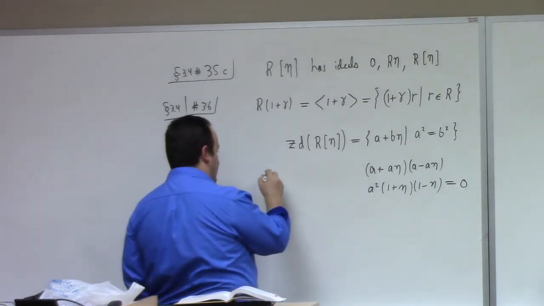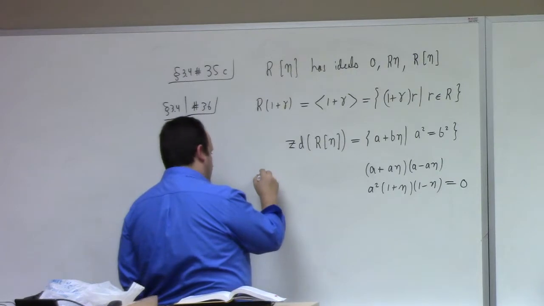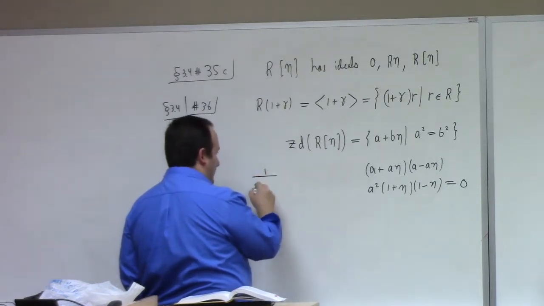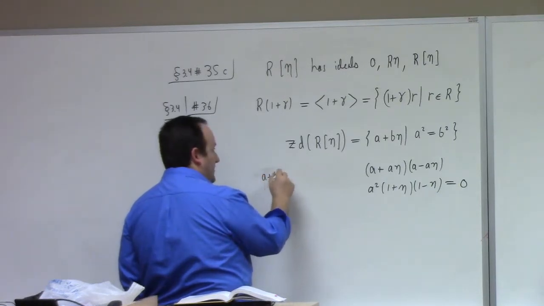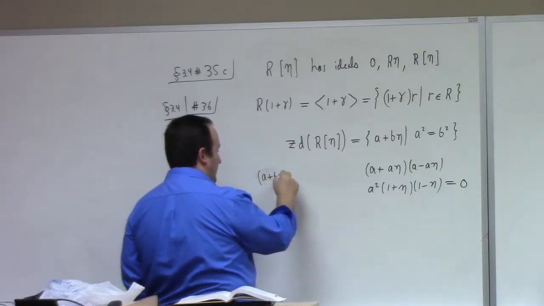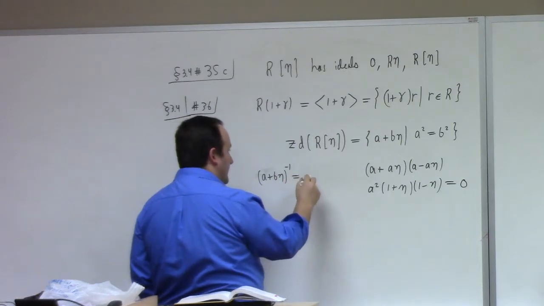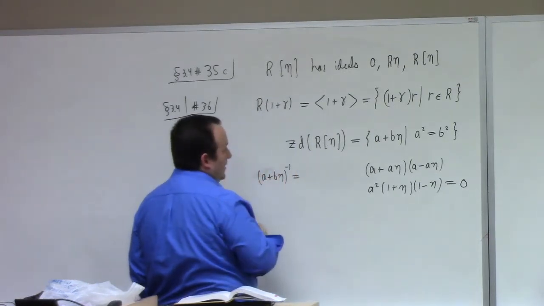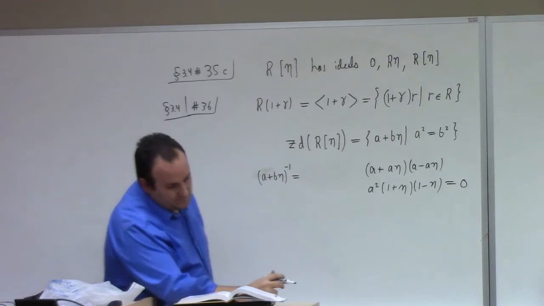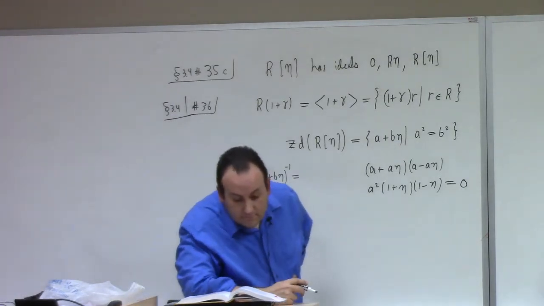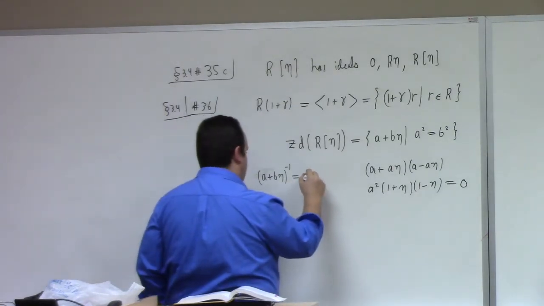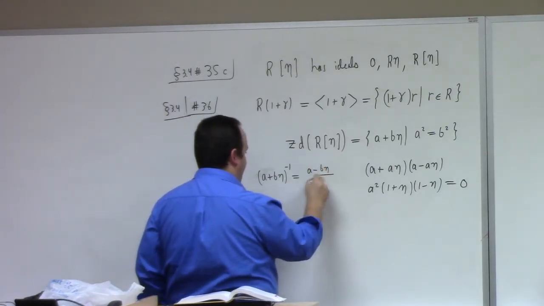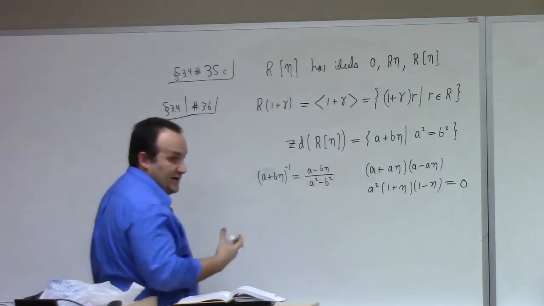You can actually show that 1 over, in some sense, I mean, this is bad, let me write it in, you can show a plus b eta inverse is equal to, but that's why it's a division ring, right? Yeah, that's why you need a division ring. So this would be a inverse minus a inverse. You can prove that.